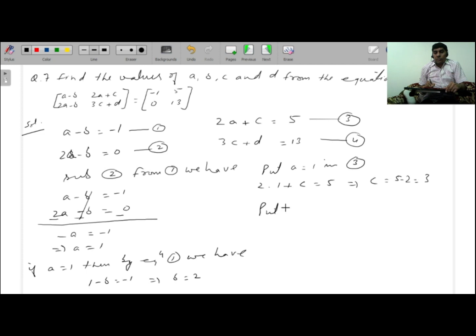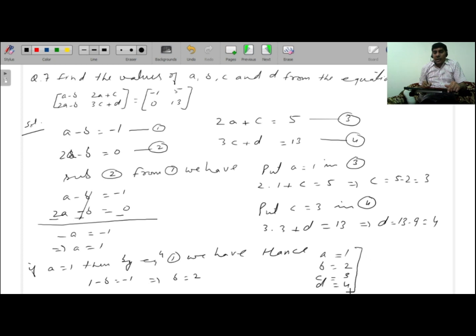Put c is equal to 3 in 4. We have 3 into 3 plus d is equal to 13. This implies d is equal to 13 minus 9, which is equal to 4. Hence, a is equal to 1, b is equal to 2, c is equal to 3, d is equal to 4 is the required answer.